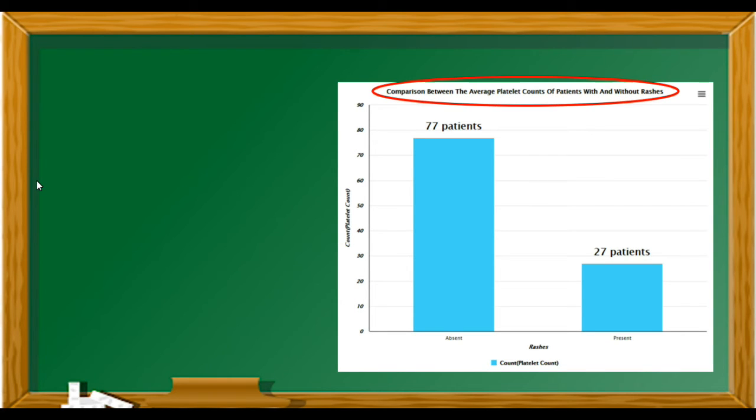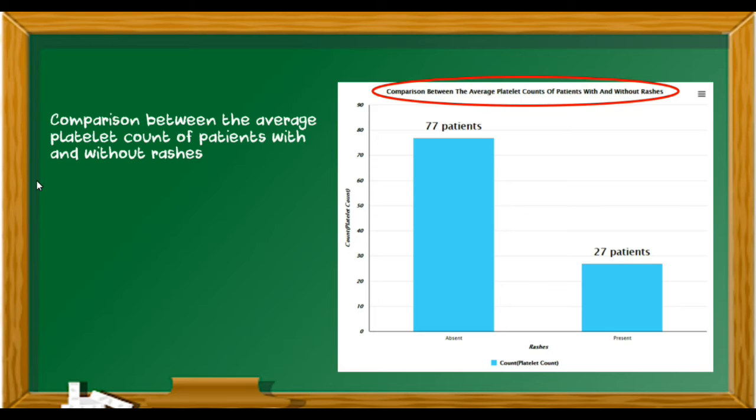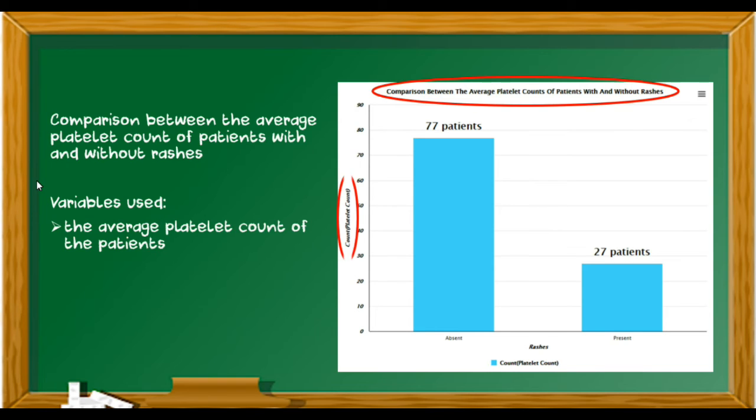This bar graph is entitled Comparison between the average platelet counts of patients with and without rashes. It shows the comparison between the average platelet count of patients with and without rashes. Therefore, it uses 2 variables: the average platelet count of the patients and the absence or presence of rashes among patients.